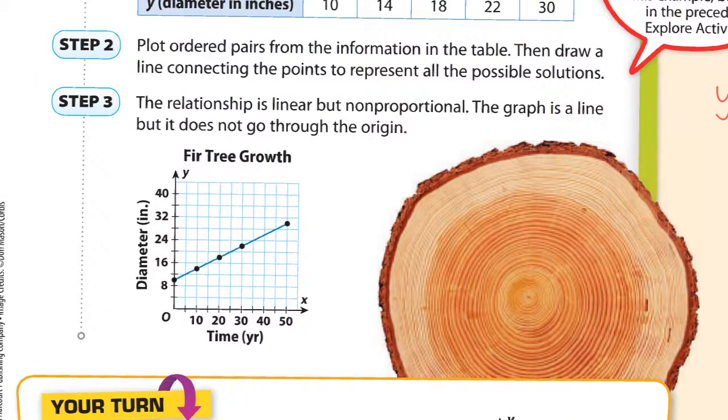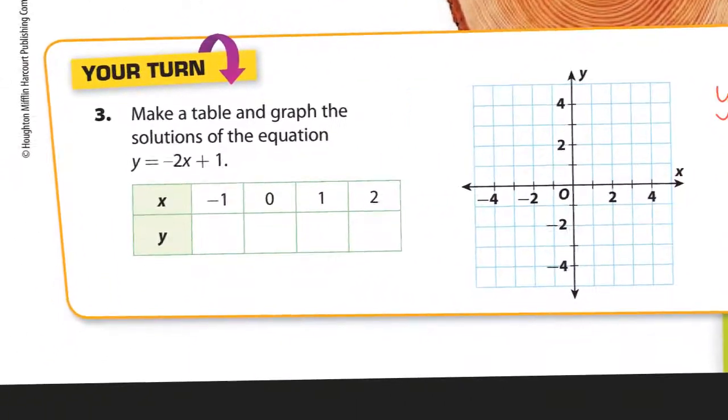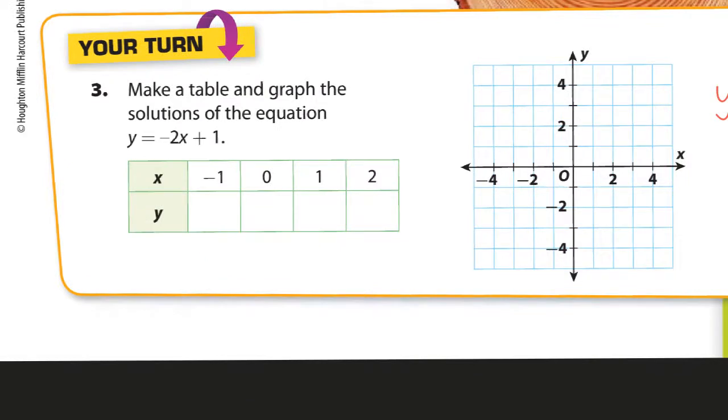Pretty simple. Okay, so you try this one. Make a table of the solutions of the graph y equals negative 2x plus 1. Your job is to plug these values in for x and get y values, and then plot your ordered pairs on the graph.